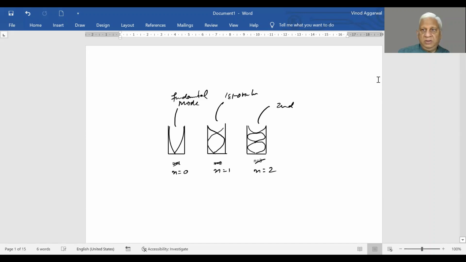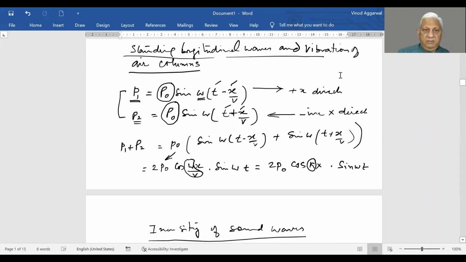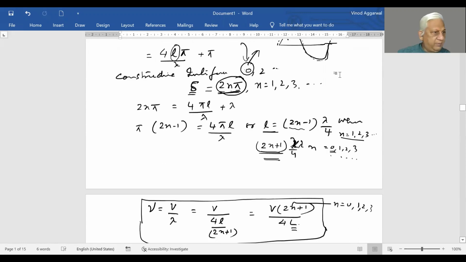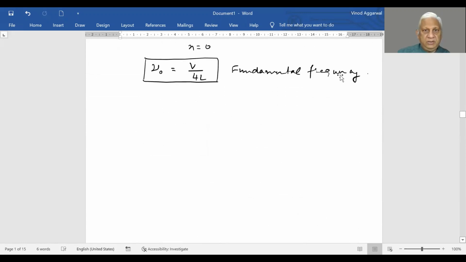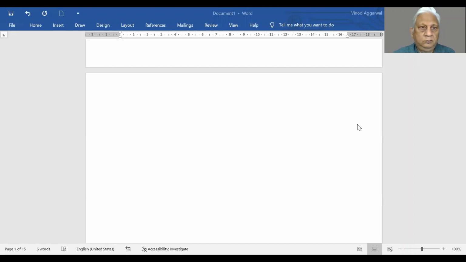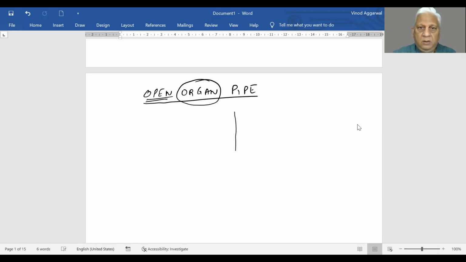Now, the next thing: we have seen the treatment in case of a closed organ pipe. Is there any other type also? Yes. The other type is the open organ pipe. As the name suggests, it's an organ pipe which is open. Open means it is open at both the ends. It's a tubular structure, an open pipe, which is open at both the ends.